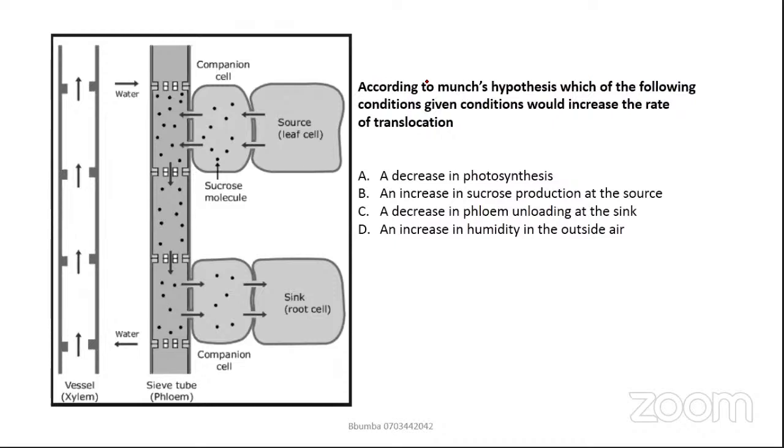So you should be thinking through. We are looking at the source and then the sink. According to Munch, what do you think? And when you are choosing the option of your choice, you should be giving us a reason or an explanation to support the answer that you have decided to choose.